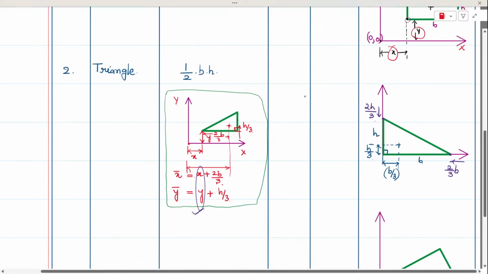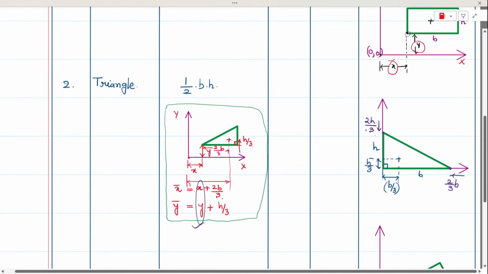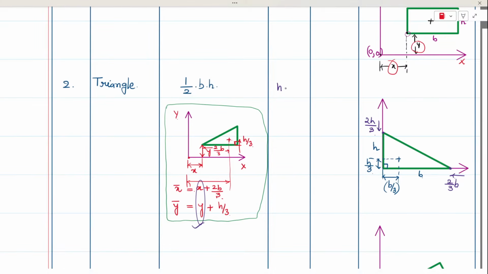And this was a simple one. So x coordinate for the triangle, as if you are going from the right angle edge, it would be b by 3. This is from the right angle edge. And along y direction, it would be h by 3. And if you consider the apex, then it would be 2/3 of base and 2/3 of height. This is called the apex.